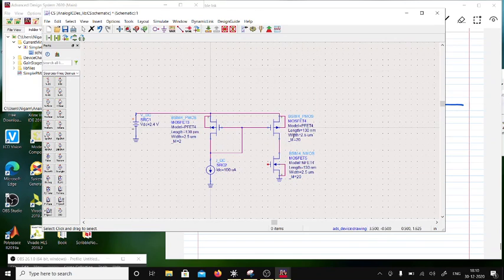Okay, so now what I'm going to do is make this one-third the size. One-third of 20 would be like 7 or 8. Let's put 8 here. Correct?